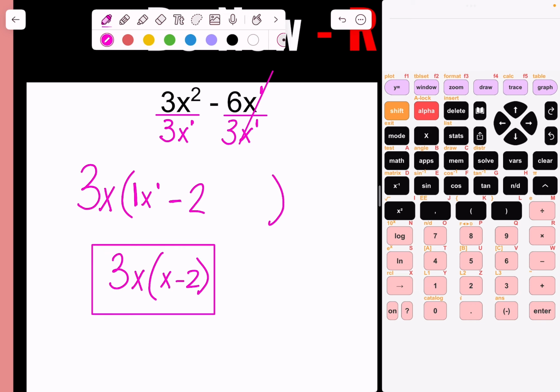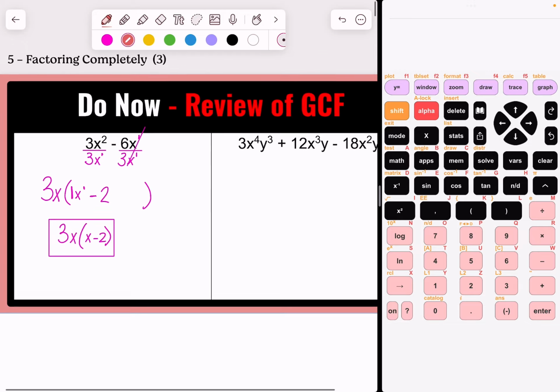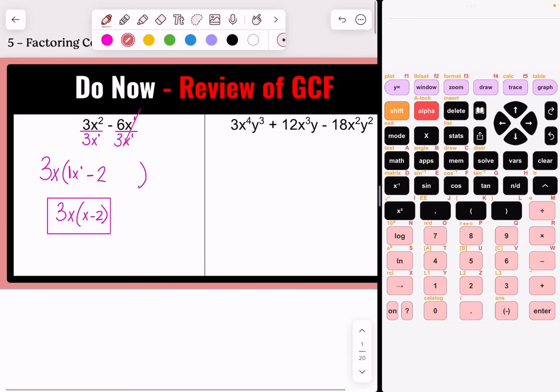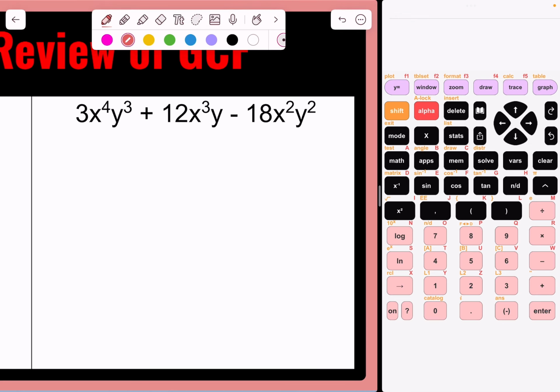If you wanted to practice, you could try multiplying it back, and you would see that you would end up at the original problem. All right, let's look at the next one. The smallest number I see is 3. Luckily, I could divide 3 by all of these terms.